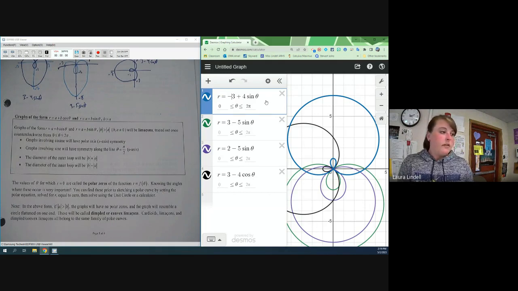You want to find these prior to sketching a polar curve by setting the polar equation, solving for r equal to 0. And then solve it using either the unit circle or a calculator.